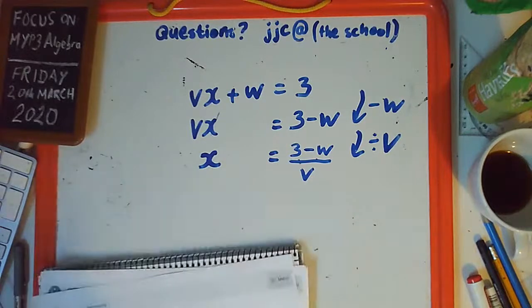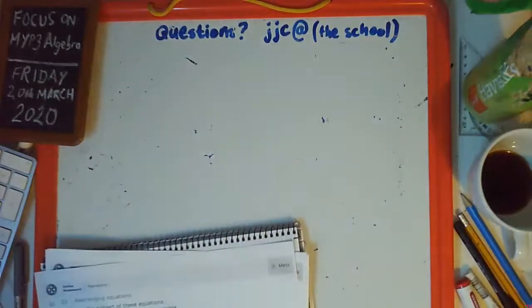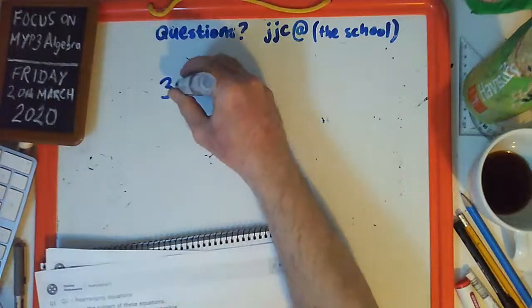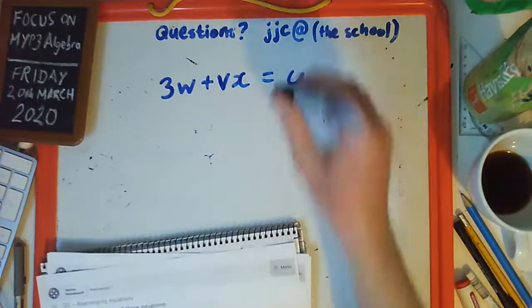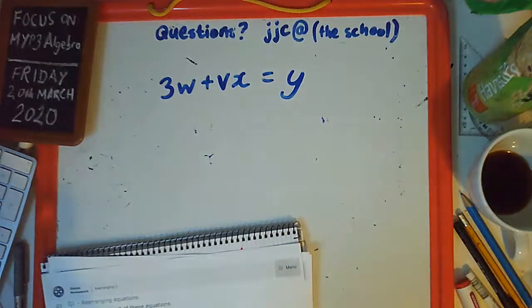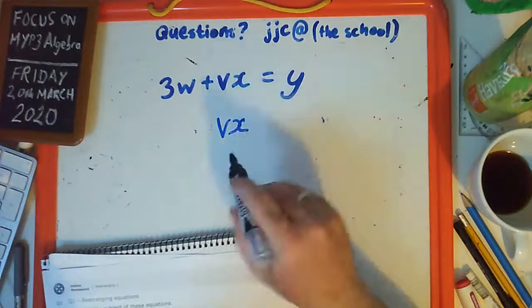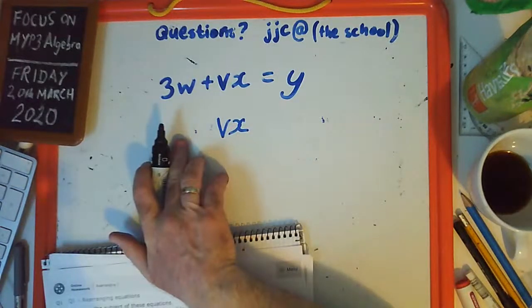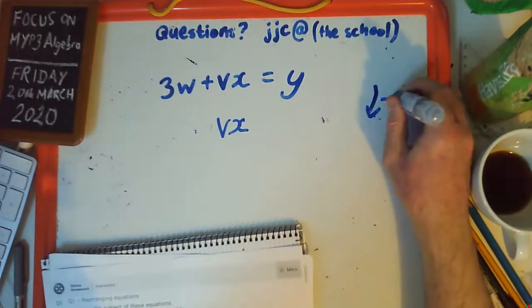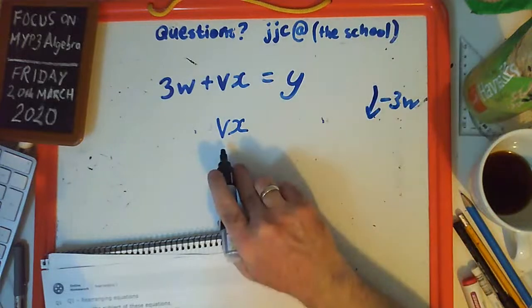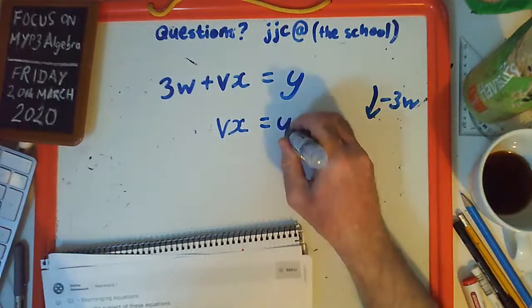Okay, that's that one, and we'll rub out. I've got 3w plus vx equals y as the last one. Okay, so I'm trying to get the x bit on its own. So the bit that's got the x in is the vx. So I'd like to get rid of the 3w there. So I'm going to take away 3w to get the bit with x on its own. But then I need to take away the 3w from the other side as well for it to balance.